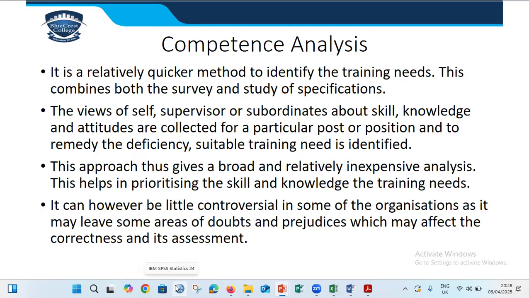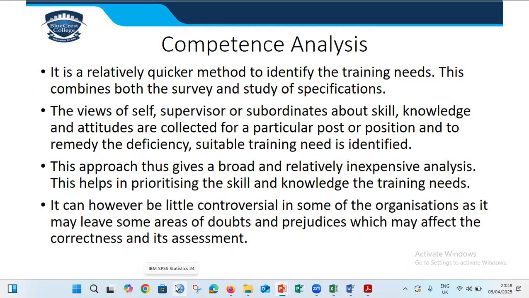And it helps in prioritizing the skill and knowledge that the training needs. Okay, so you're able to put together what is required, and then you are able to come up with the specific training that is needed. It can, however, be a little controversial in some organizations because it may leave some areas of doubts and prejudices which may affect the correctness and its assessment.